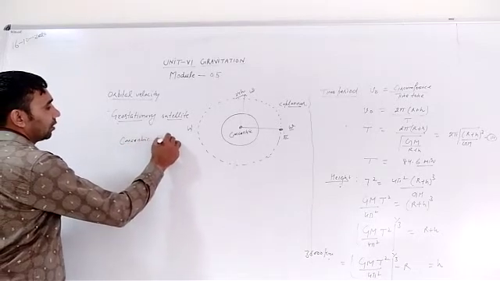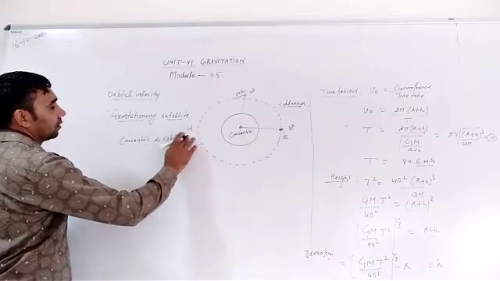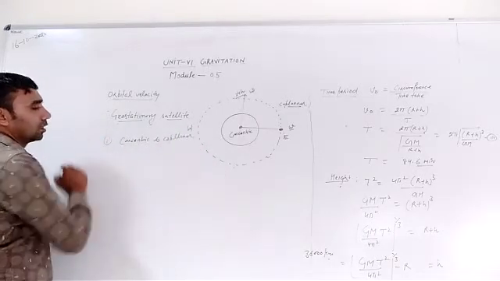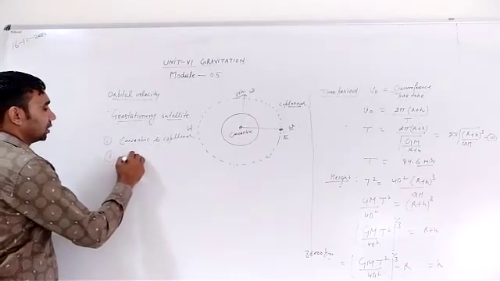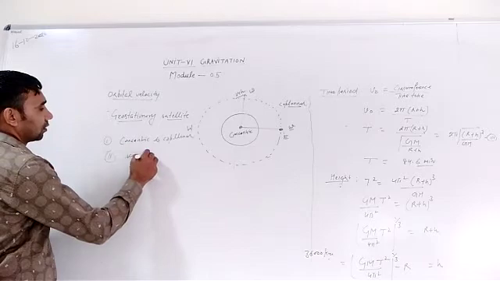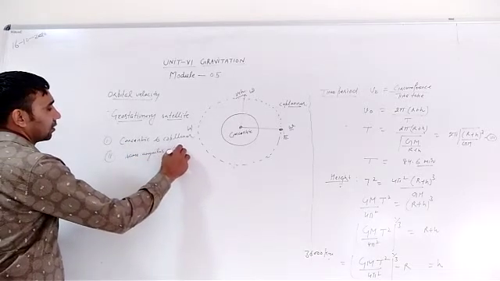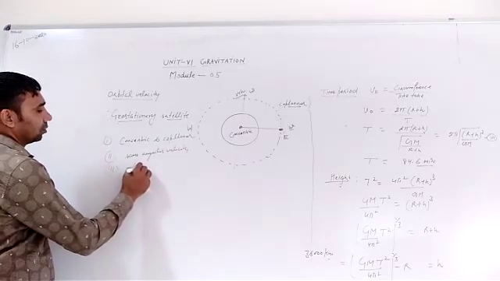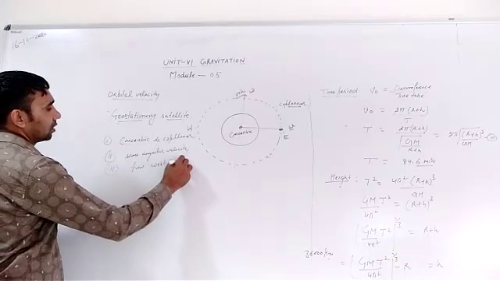So, in geosynchronous satellites, the conditions are: first, concentric and coplanar. Second, same angular velocity. Third, from west to east.